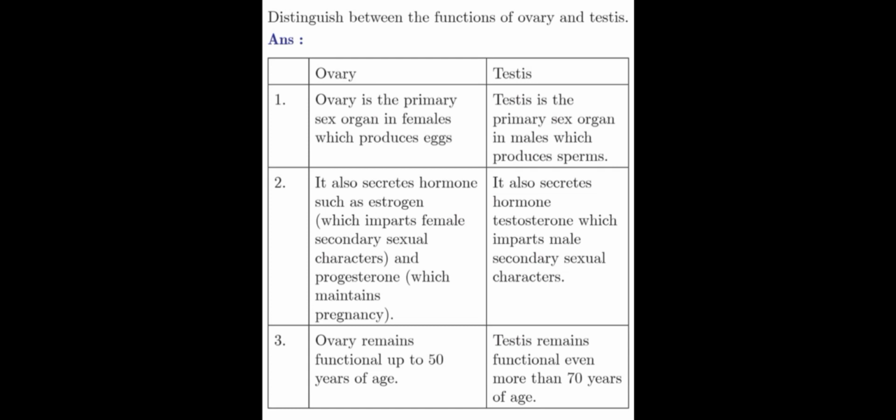Ovary also secretes hormones such as estrogen, which imparts female secondary sexual characteristics, and progesterone, which maintains pregnancy. Testis also secretes hormone testosterone, which imparts male secondary sexual characteristics. Ovary remains functional up to 50 years of age. Testis remains functional even more than 70 years of age.